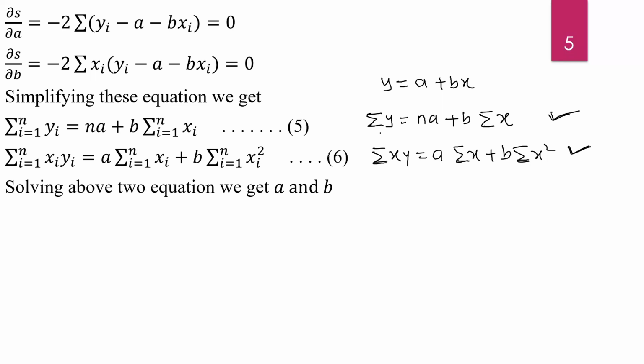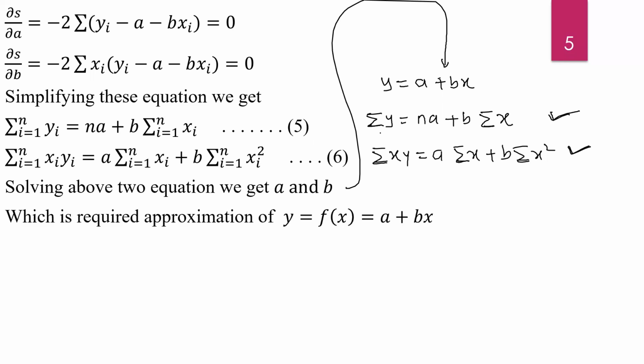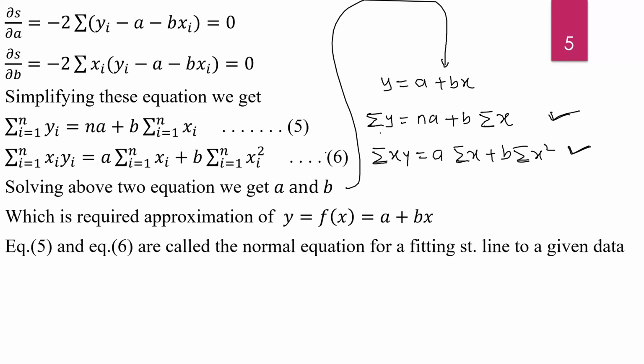When we solve 5 and 6, we get the values of a and b, and substituting these values, we get the required linear fitting, meaning we get the straight line from the given data. We get y is equal to a plus bx, and equations 5 and 6 are called the normal equations for fitting a straight line to given data.